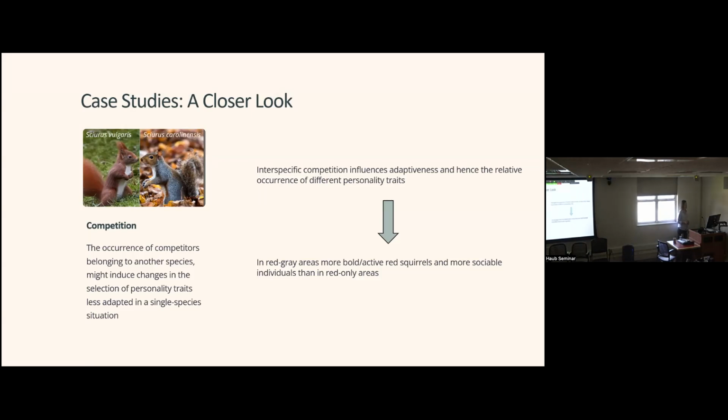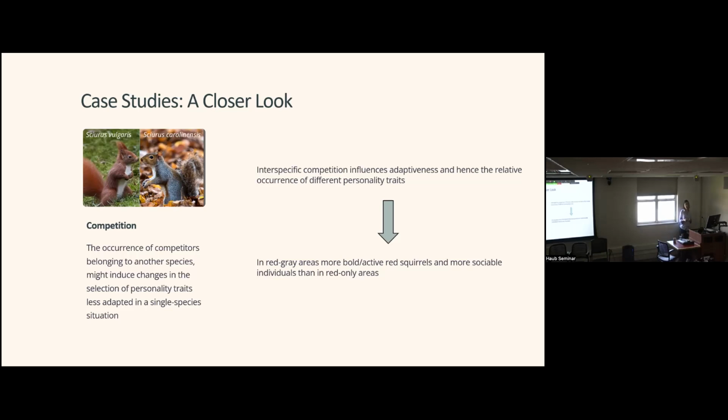And our question was, when there is the occurrence of a competitor that belongs to another species that is similar ecologically speaking, we were wondering if this might induce a change in the selection of the personality trait because of the interspecific competition. Maybe some traits that are less adapted in single-species situations then become actually winners in the co-occurrence. And so the idea was that interspecific competition influences the adaptiveness and so the relative occurrence of these different personality traits.